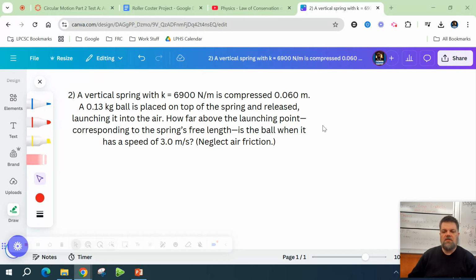How far above the launching point, corresponding to the spring's free length, is the ball when it reaches a final velocity of 3 meters per second? So let's label this as the final velocity, which is 3 meters per second. We're going to neglect air friction, which makes our lives a little easier.